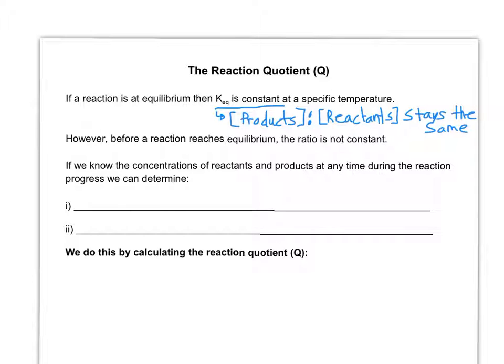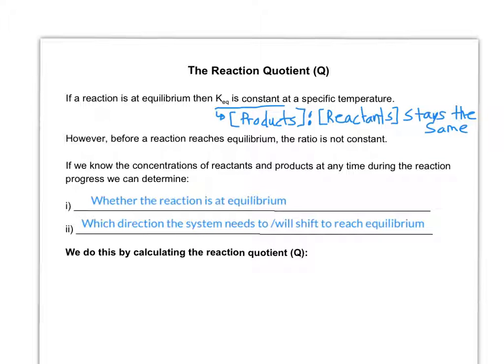If we know the concentration of reactants and products at any time during the reaction, we can determine a couple of things. The first thing we can figure out is whether or not the reaction is actually at equilibrium. The second thing is, if the system is not at equilibrium, which direction it needs to shift in order to reach equilibrium. So really, it's one or the other of these things. In order to determine these, we do something called calculating the reaction quotient, so our Q.